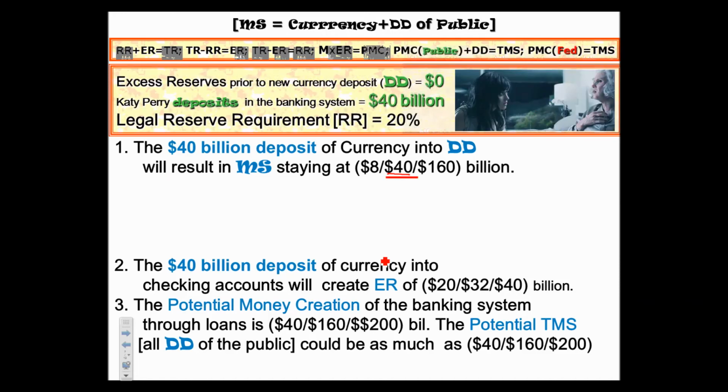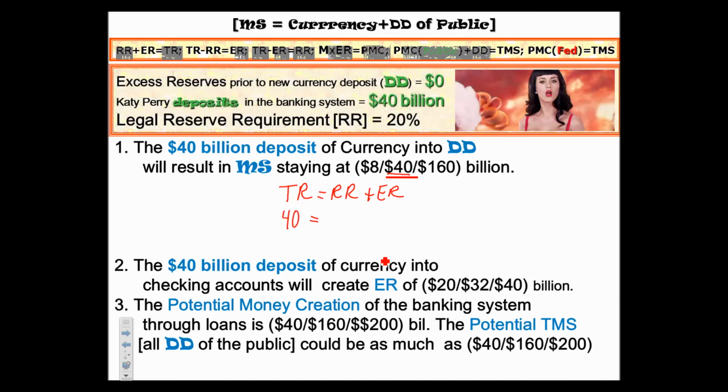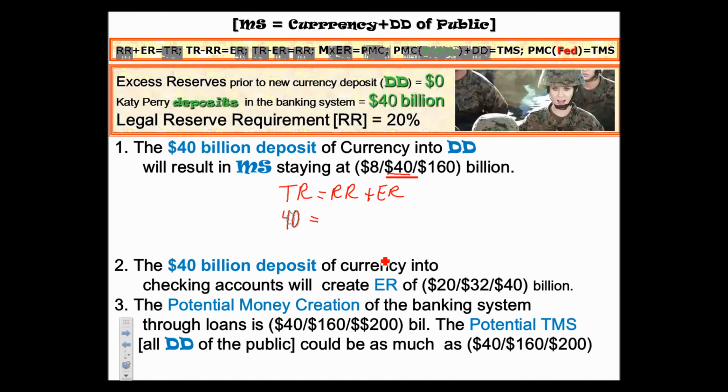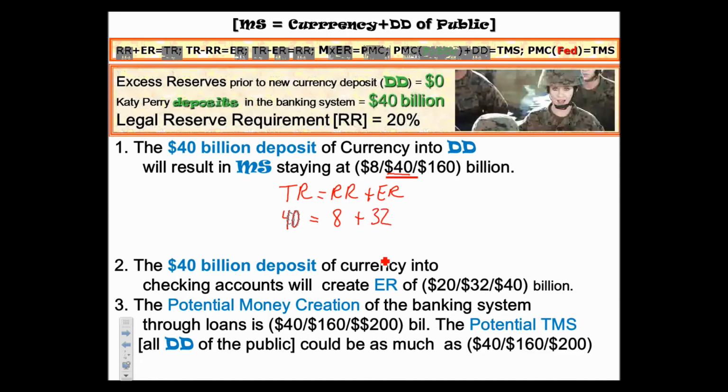Now, the $40 billion deposit of currency into checking accounts will create excess reserves of how much? So what I'd like for you to do every time you face one of these problems is write this equation out and see if you can figure it out using that. So the 40 becomes part of the total reserves. Of the 40, 20% of it has to be required reserves. That means the remaining of the 40 becomes excess reserves.